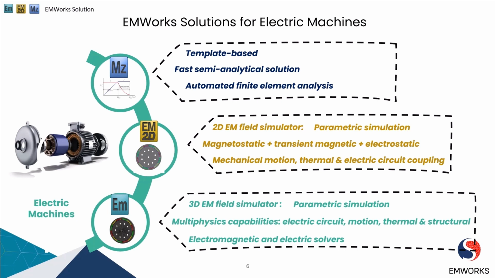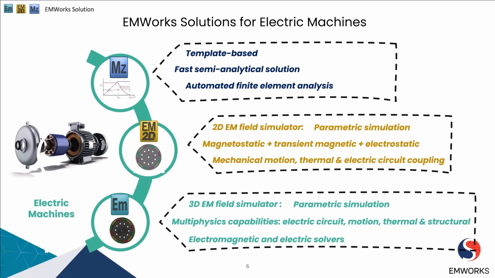Second, we have the EMWorks 2D tool. It is a 2D electromagnetic simulation software that uses finite elements to solve magnetic, electric, and transient problems. EMWorks 2D allows you to study the effect of the geometric or simulation parameter changes on the design. It also allows you to couple a transient magnetic study to mechanical motion and thermal.